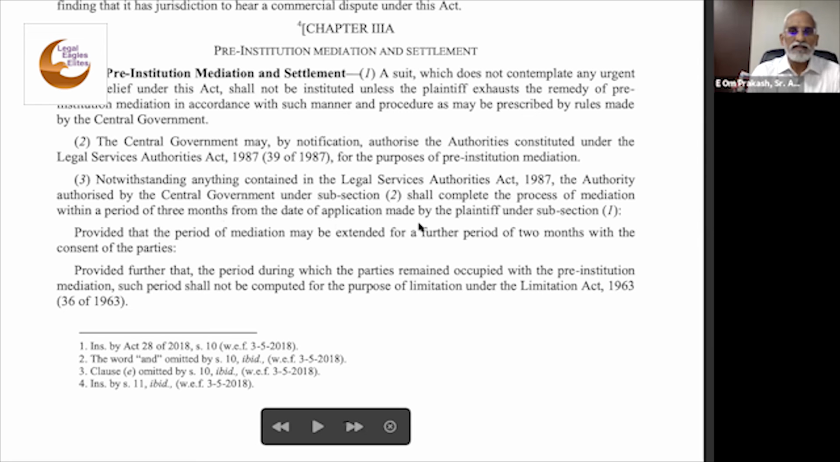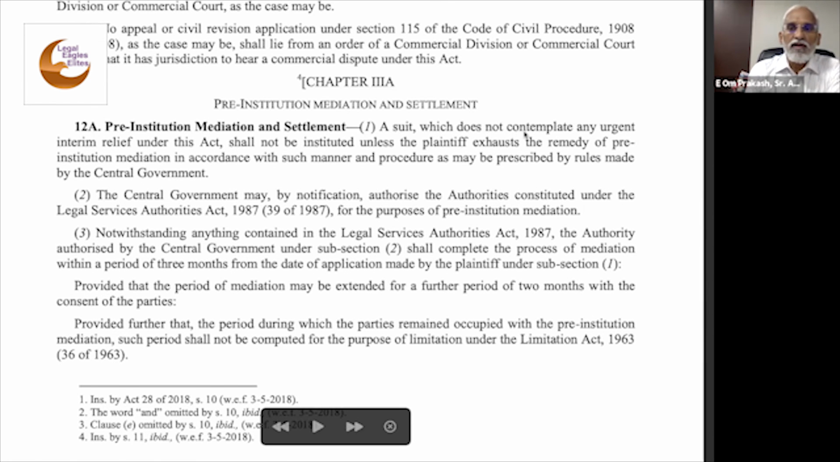Now, the only exception is that a suit which does not contemplate any urgent interim relief shall not be instituted. Therefore, if a suit contemplates an immediate urgent relief, suppose you are filing a suit which requires immediate interim orders to be sought, which you require to prevent someone, or which requires some protection to be taken, or protecting the relief which you are seeking, in those cases you can bypass this section 12A pre-institution mediation and file a suit. So this is brought about by way of the amendment in 2018 by bringing in chapter 3A.